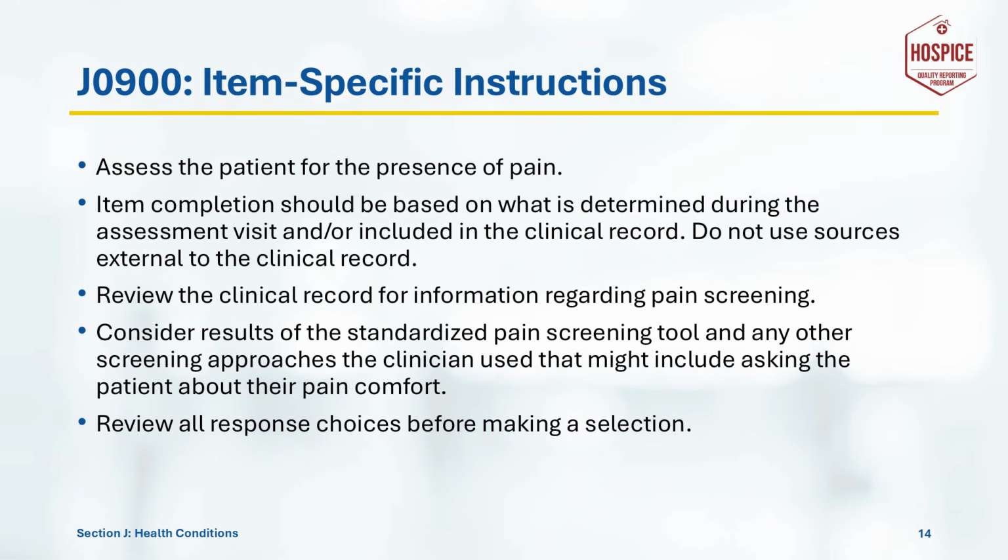To code this item, the clinician needs to assess the patient for the presence of pain or the absence of pain. Responses should be based on what is determined during the assessment visit and/or included in the clinical record. You should not use sources external to the clinical record. When preparing to respond, the clinician should consider results of a standardized pain screening tool and any other screening approaches the clinician might use, including asking the patient about their pain comfort. The clinician should review all response choices before selecting a response.